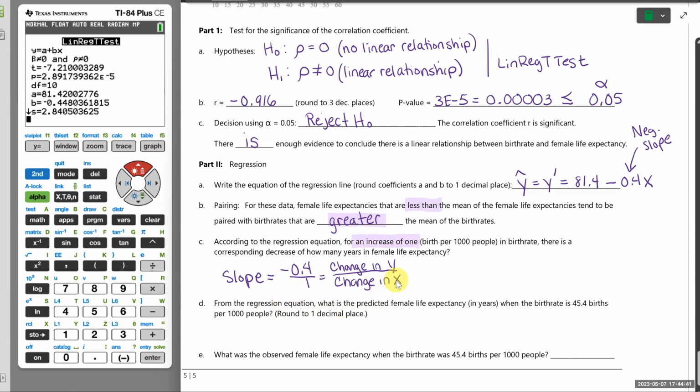So x represented birth rate. So for an increase of 1 in birth rate, I would expect, it already says decrease because it is a negative slope, a decrease of how many years, and that would be 0.4. They said the word decrease, so we want to say 0.4 years.